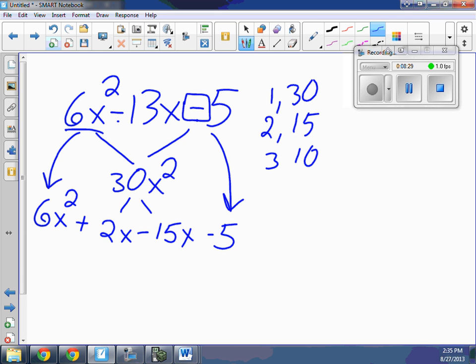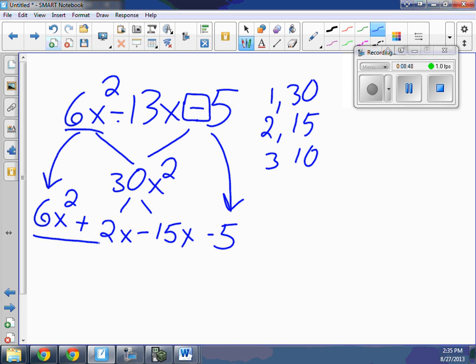Now, have I changed the original quadratic? Kind of. Have I changed its value? No, I just changed how it looked. I took that middle term and I split it. Now, we're going to factor by grouping.